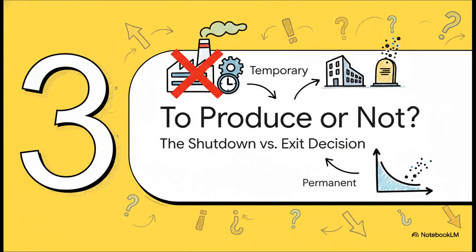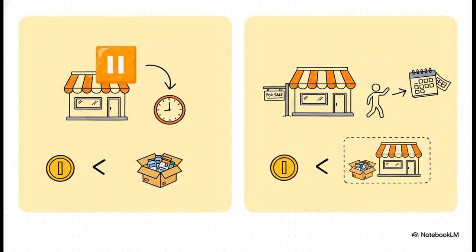Okay, so we know how much to produce when things are going okay. But what happens when the market price tanks and we start losing money? This is where managers earn their pay, making the tough calls. Now, this is a classic exam topic, so listen up. Shutdown and exit are not the same thing.